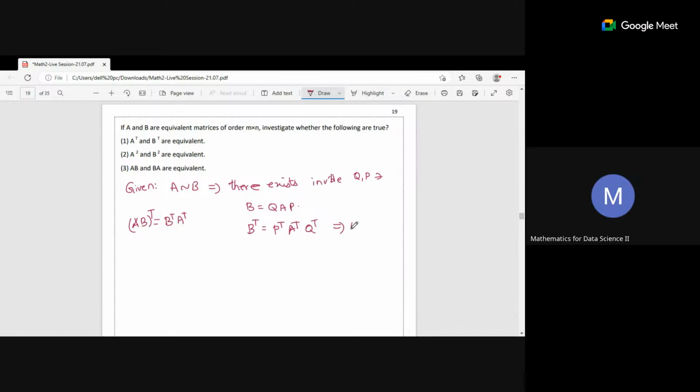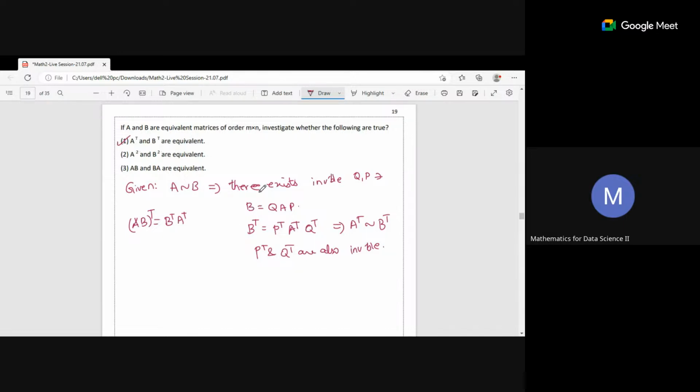So can we say A transpose is equivalent to B transpose from this? If Q and P are invertible, what can you say about Q transpose and P transpose? Are they also invertible? Yes. The determinant will not change, so they are also invertible. So we have found invertible matrices such that B transpose equals P transpose A transpose Q transpose. So we got A transpose is equivalent to B transpose. So this is fine. What about A square and B square?